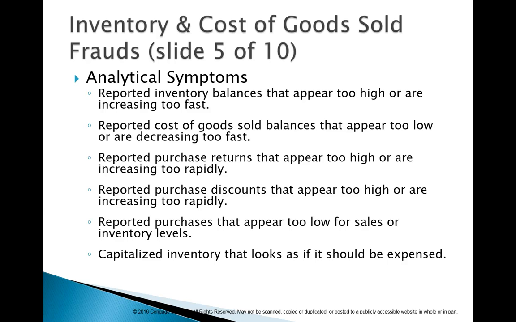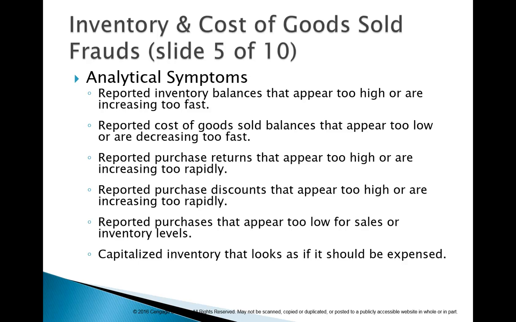So you develop an expectation of what you think the inventory balance should be based on historical factors, based on the economy, based on what you know about their competitors. You come up with an estimate, and if their inventory balance is higher than what you would expect, then you consider, well, maybe they're overstating their ending inventory.